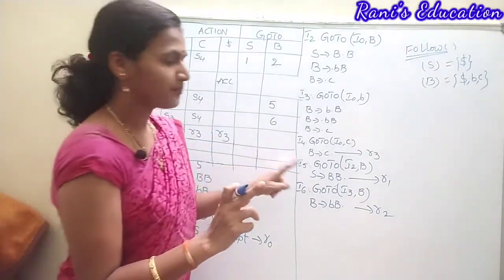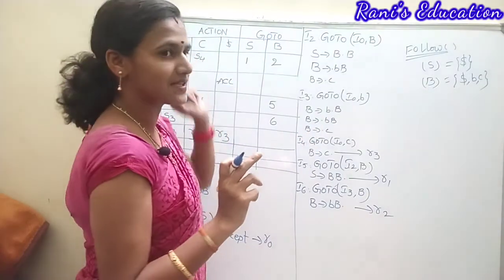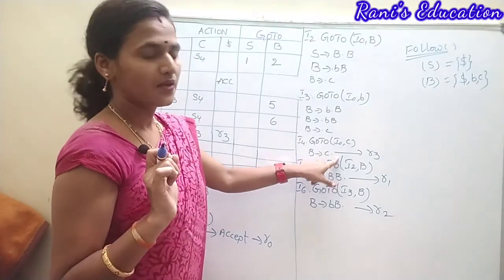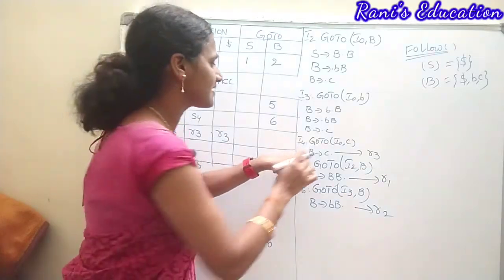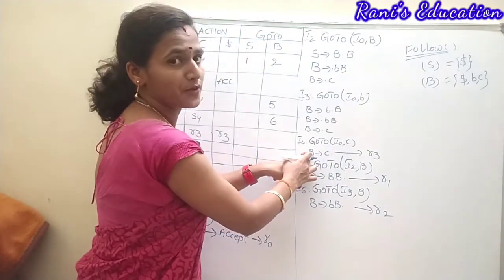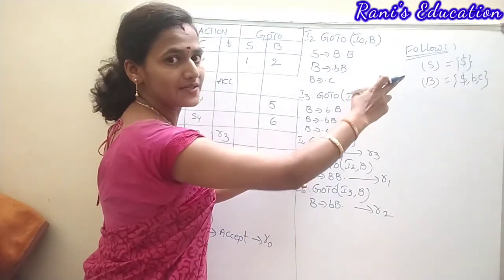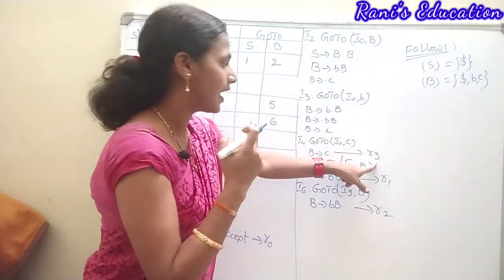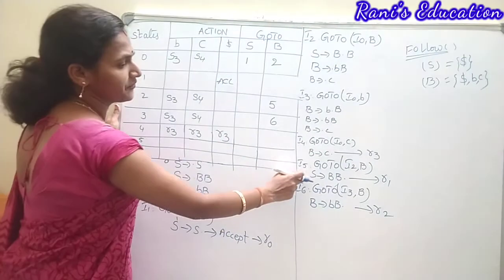We need to remember, when a reduction appears while we are constructing the SLR parsing table, we need to compute the follow of the LHS of the reduced production. Here the LHS of the reduced production is B. What is follow of B? Dollar, B and C. Under those terminals we are going to write the reduction number as R3. Clear? Now move on to the fifth item.